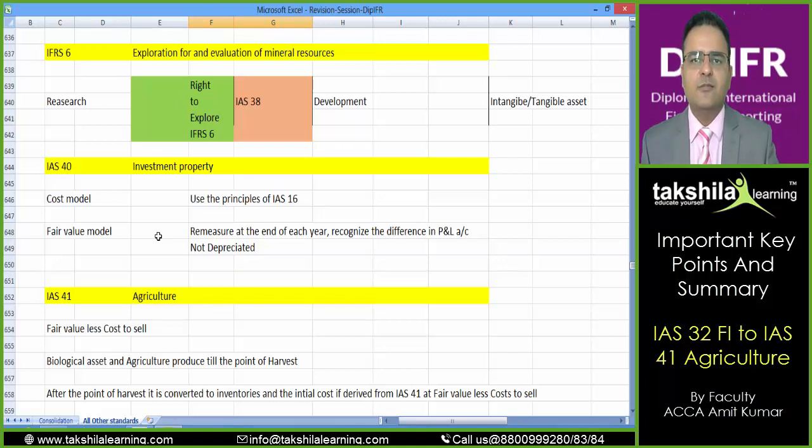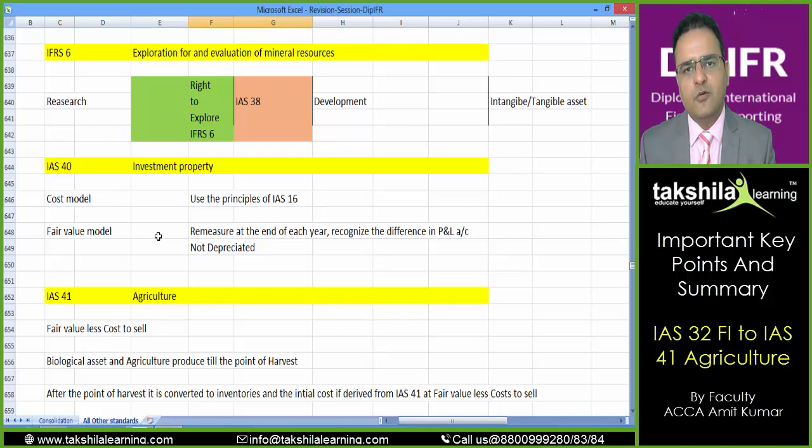So this bifurcation is simply helping the investors to take better informed decisions. The second option is fair value model. Fair value model means you need to remeasure the fair value of the property at the end of each year, and you will take the difference to P&L at the end of each year. Even if you are using cost model, you need to disclose the fair value of the property in the notes to accounts. This is how we deal with fair value model and cost model of investment property.